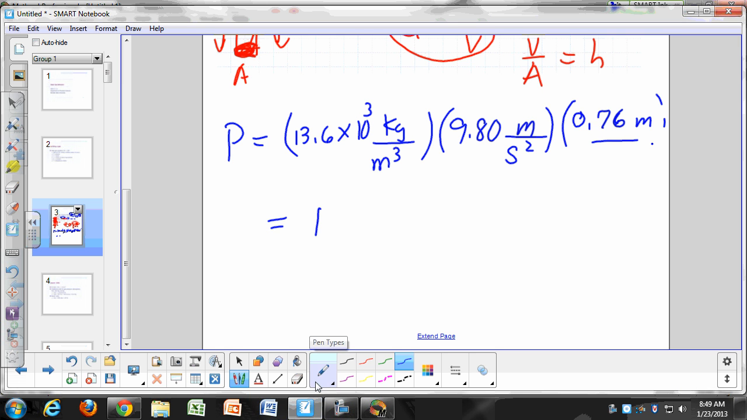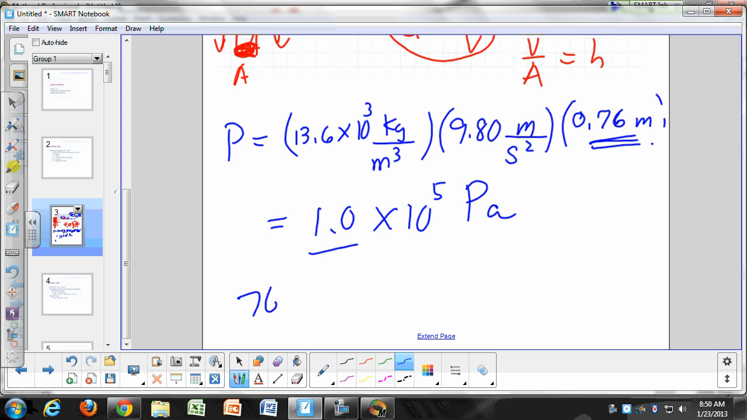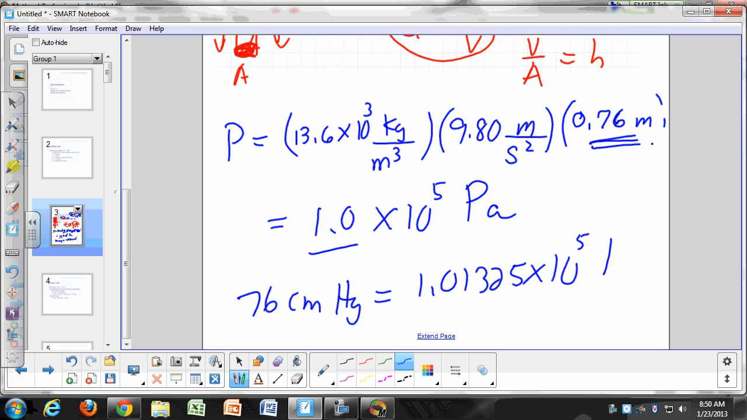Okay, so this comes out to 1.01 times 10 to the fifth Pascal. Now, if you're only doing 2 sig figs, then that's just going to be 1.0 times 10 to the fifth Pascal. Now, if you treat 0.76 as exact, then the exact equivalence of 76 centimeters of mercury is 1.01325 times 10 to the fifth Pascal.